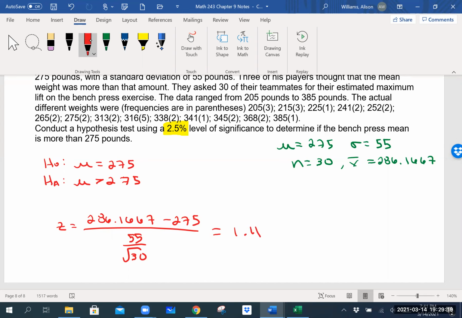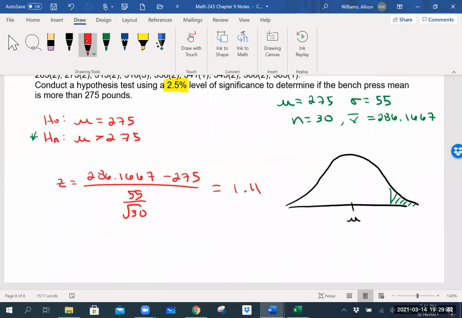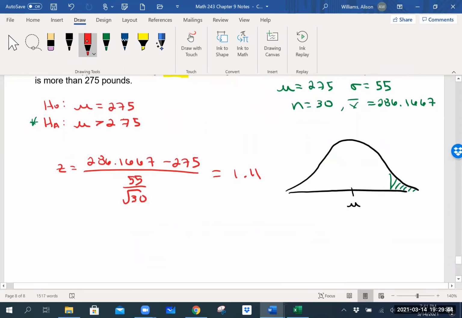So 1.11. Now let me go ahead and draw my picture really quick because we do have a different picture for this. In this case, since our alternative hypothesis is greater than that value, that means that we're looking at a right-tailed test. So we're actually on the right side this time. So when I look this up off the table, I'm actually going to need to subtract it from 1.